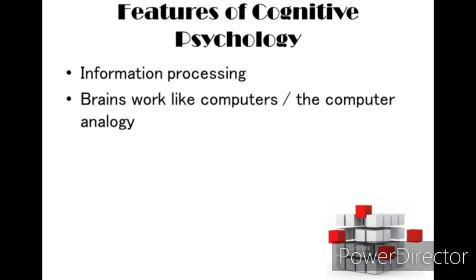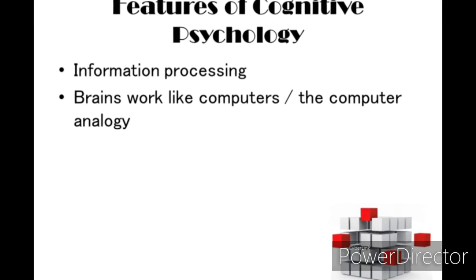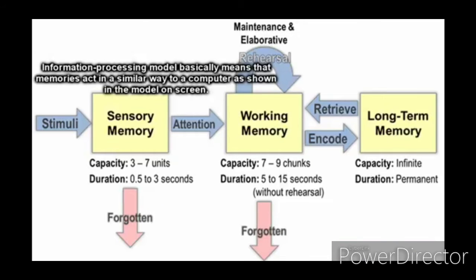Features of cognitive psychology. Information processing: the brain works like a computer. Sensory memory. The first stage of the information processing model is the sensory memory, which provides the initial screening and processing of incoming stimuli. As the name suggests, sensory memory deals with any information that can be perceived through the five senses.